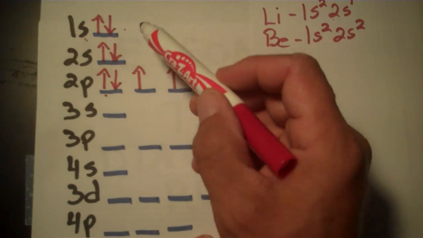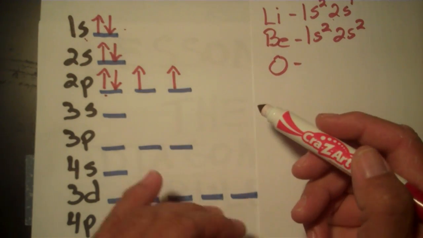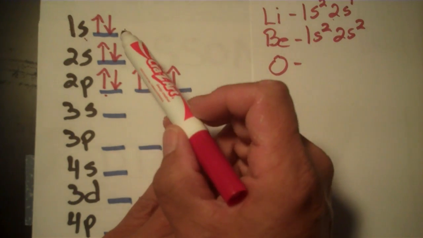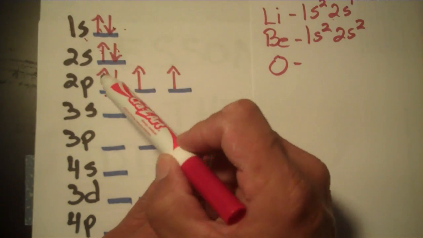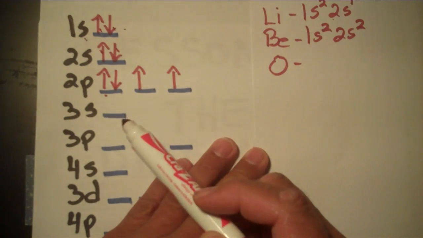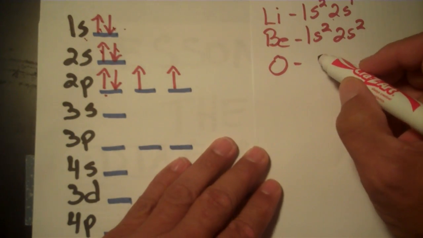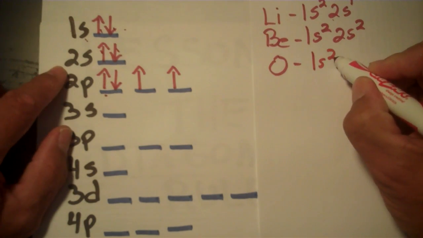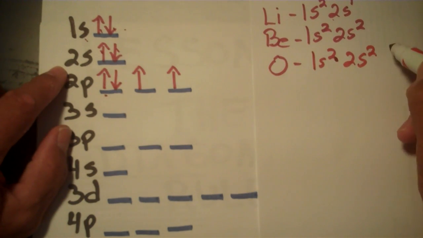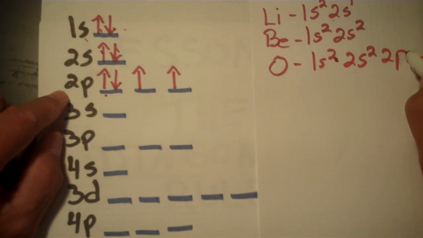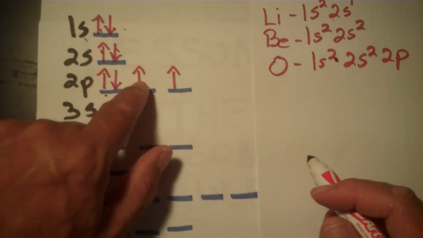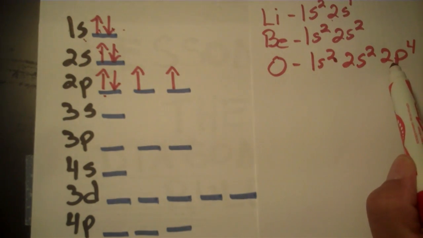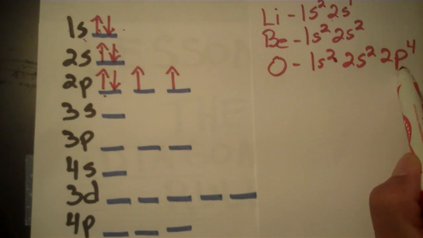All right. So as I look here and I want to write my electron configuration, make sure I have 8. I have 1, 2, 3, 4, 5, 6, 7, 8. That's correct. So my electron configuration is 1s2, 2s2, and on 2p I've got 1, 2, 3, 4 electrons. So my electron configuration there would be 2p4.